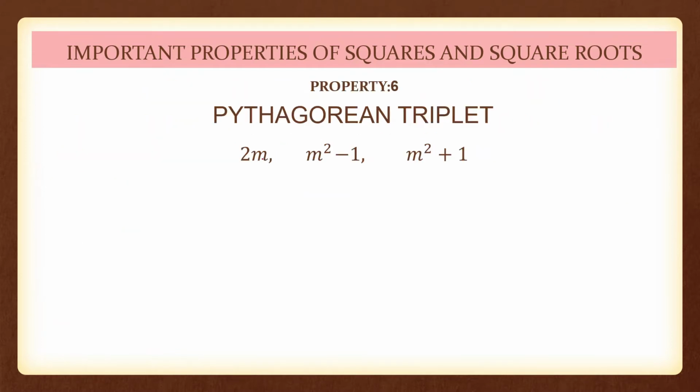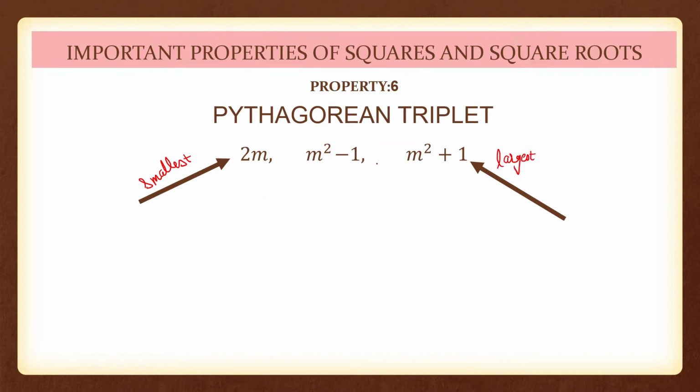If you observe these three members of Pythagorean triplet, 2m is the only member which is free from exponent, hence 2m is the smallest out of all. Now coming to the remaining two members of Pythagorean triplet, both members have m square in common, but in one of the members one is subtracted, in the other one is added, which clearly means the one where one is being added is the largest one.